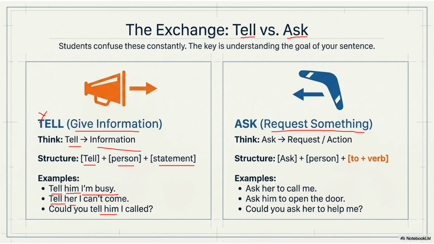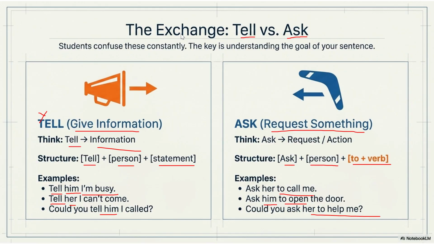Ask. We use ask to request something. Okay? The structure is different. We can't forget this, guys. Ask, the person, and the verb with the preposition to. Examples. Ask her to call me. Ask him to open the door. Could you ask her to help me?